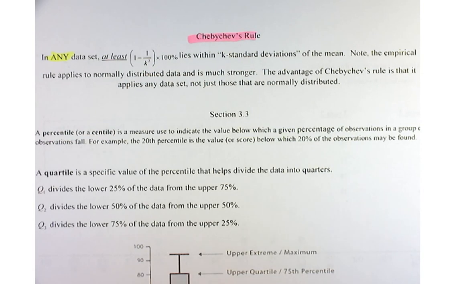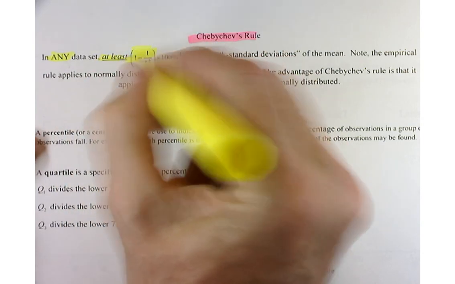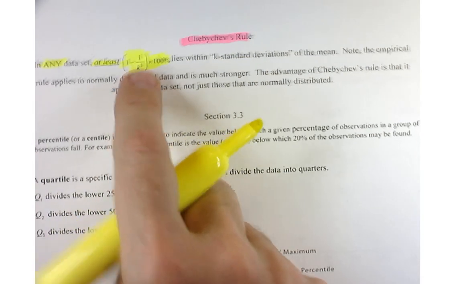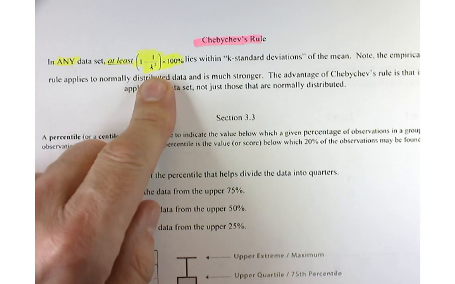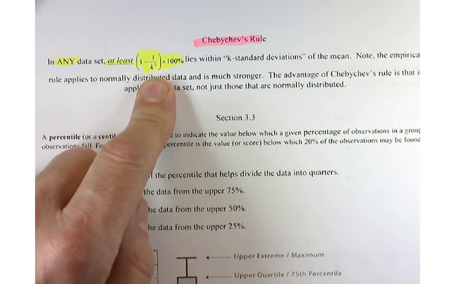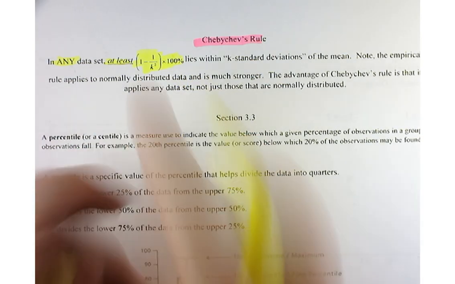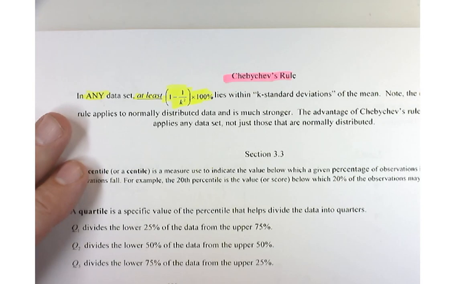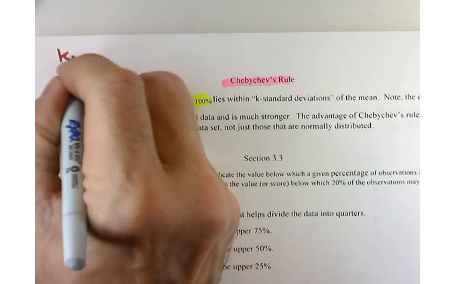It says at least this percentage of the data has to lie within k standard deviations away from the mean. Now with the empirical rule, you could only let k be 1, 2, or 3. You didn't have any choice. Here, k can be anything greater than 1. So, okay, let's see what happens here. Let's do it with a nice warm and fuzzy example to start with, which would be k equal 2.